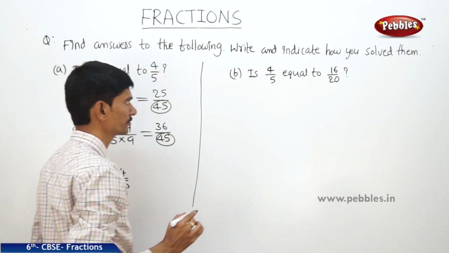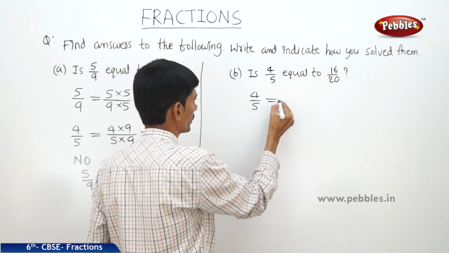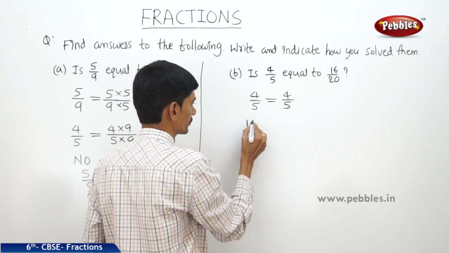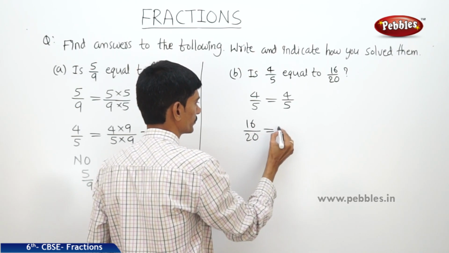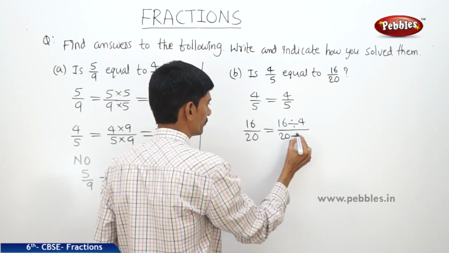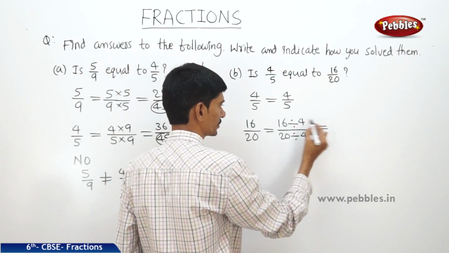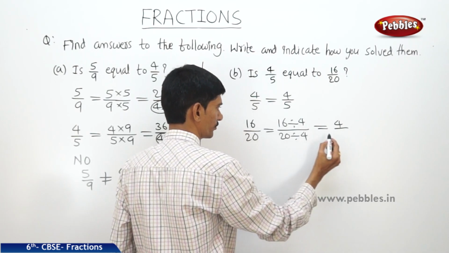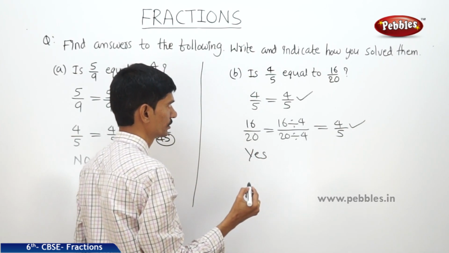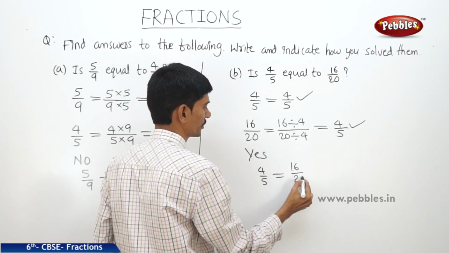Next, is 4 by 5 equal to 16 by 20? Here 4 by 5 is already in the simplest form, 4 by 5. Then 16 by 20, if you write in the simplest form, 16 divided by 4 by 20 divided by 4. If both numerator and denominator are divided by 4, then we get 16 by 4 is 4, 20 by 4 is 5. So yes, the two fractions are equal. 4 by 5 equals 16 by 20.